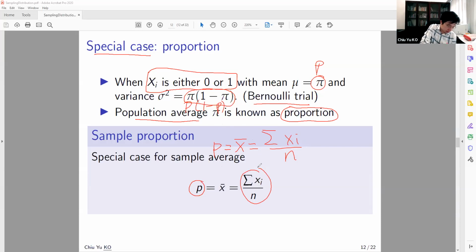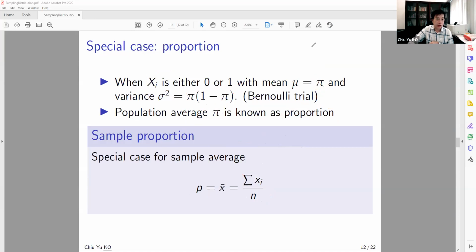Is there any question for this one? Just in a special case where the data is 0 or 1, the sample mean is called the sample proportion. There's nothing new here, except that we know the sample mean is related to the variance. Why is it important? Let's see the next slide, and you will see why we are distinguishing this.